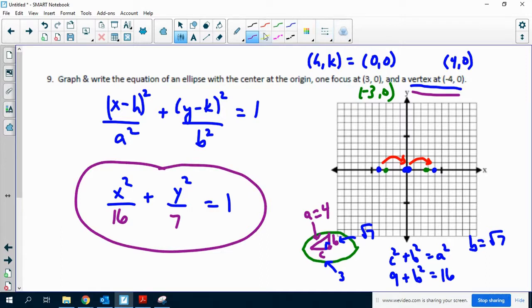And then in order to graph this, I have to figure out where the square root of 7 is. The square root of 7 is somewhere in between 2 and 3. So I will put a point somewhere between 2 and 3, and then do my best to graph the ellipse.